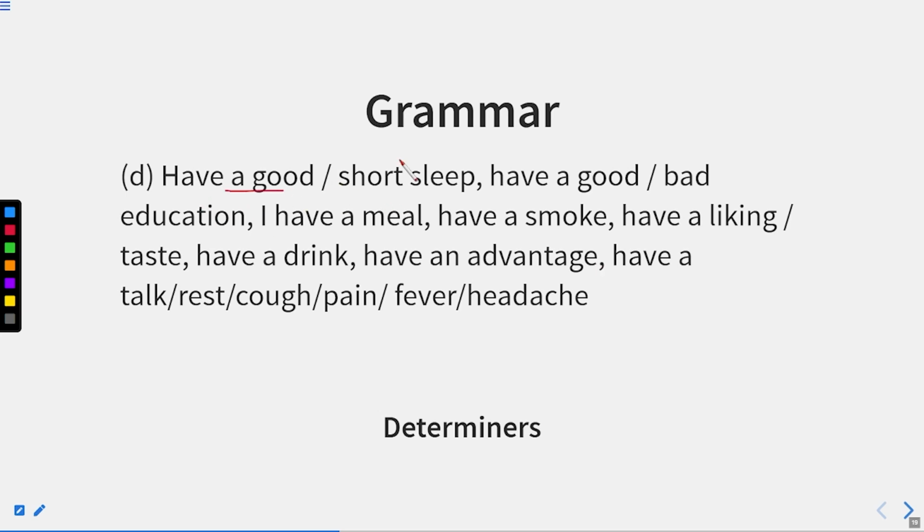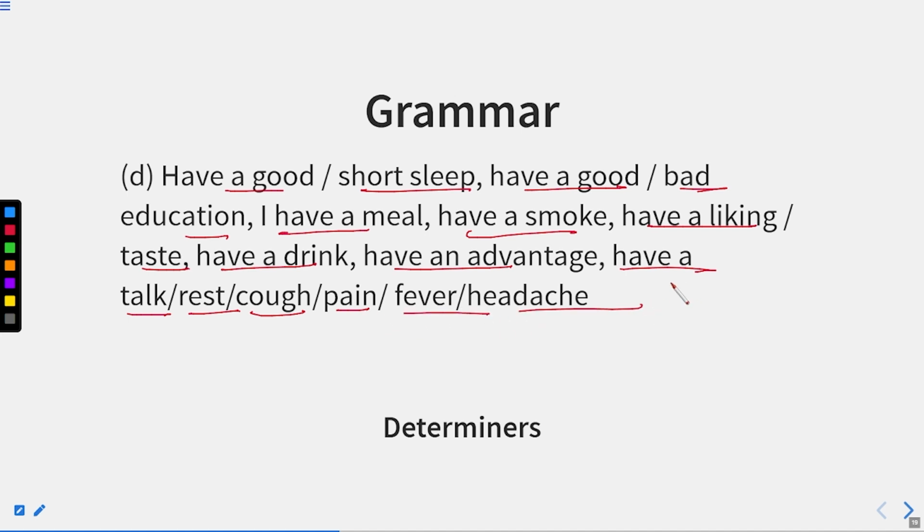Have a good, for example, we say have a good day, have a short sleep, have a good or bad education, I have a meal, have a smoke, have a liking, have a taste, have a drink, have an advantage, have a talk, have a rest, have a cough, have a pain, have a fever, have a headache. So we use a necessarily before these words.